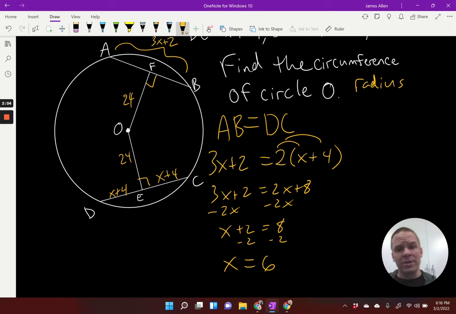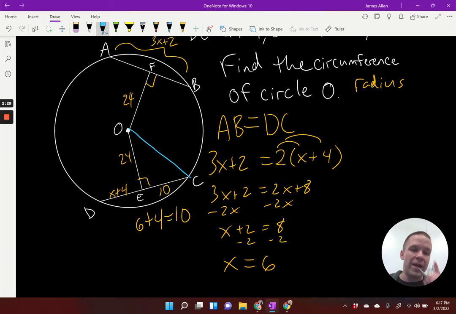All right, well, what can I do with that? Perhaps I plug that back in for x. And if I do that, I'm going to end up getting 6 plus 4, which equals 10. That would be for that length right there. So let's replace that. There we go, 10. Now, I want my radius to get my circumference. So what if I were to draw in that guy right there? That's my radius. That's what I want to find. R, like a pirate.